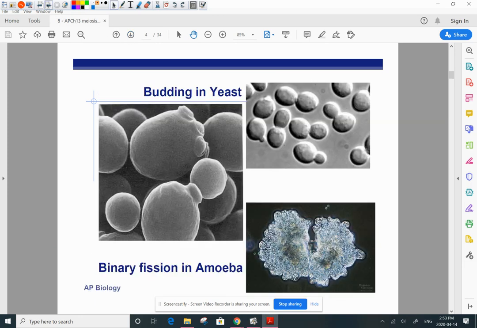So another example is budding in yeast. And again, this is just simple mitosis. You can see a yeast cell, and here's its new little mini-me just growing off of the side of it. Each of these is going to produce an identical copy, right? It's going to be just like the parent. It's the same. One cell is becoming two. It's just mitosis. So yeast, amoeba, any sort of single-celled organism are just going to reproduce very simply by mitosis.